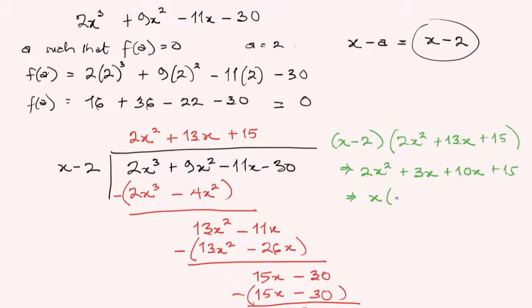2x squared divided by x is equal to 2x. 3x divided by x is 3. These two have 5 in common. So 10x divided by 5 is equal to 2x. And 15 divided by 5 is equal to 3. Our final factors for this quadratic polynomial are 2x plus 3 and x plus 5.